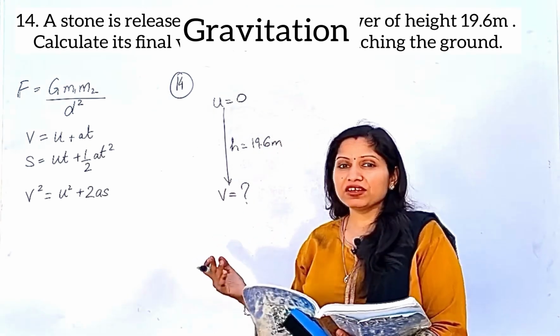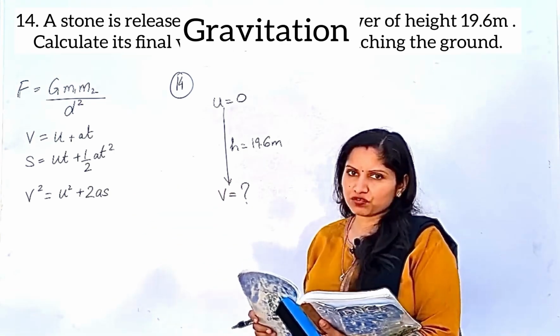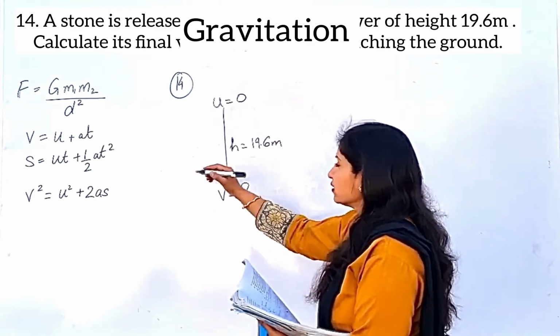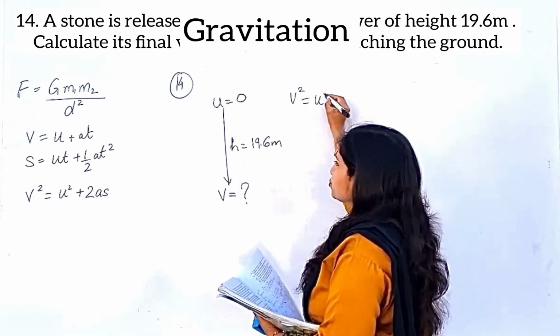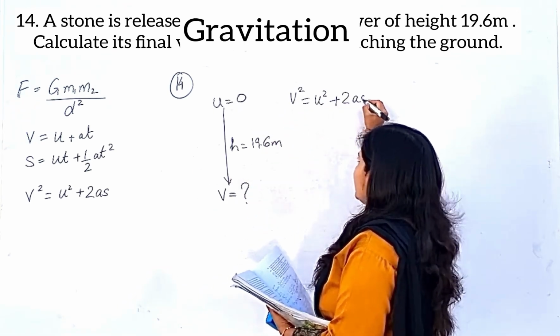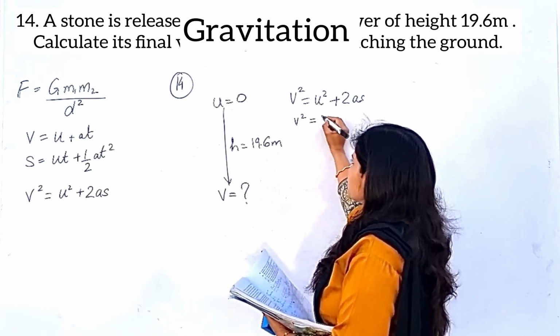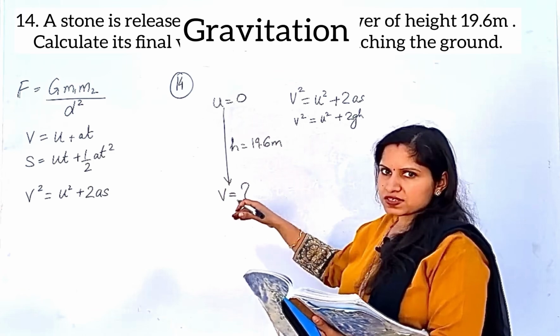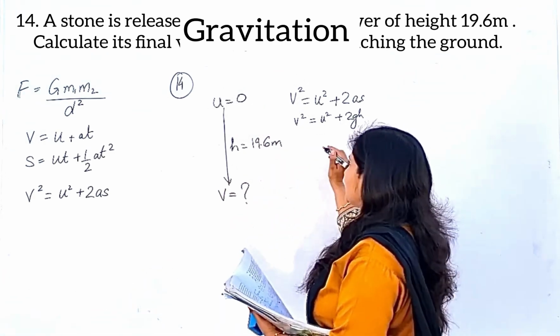Now I told you, whenever you don't have time, take the third equation of motion. Whenever time is not given in the question, then use the third equation of motion. So here you have to calculate the final velocity. So v square is equal to u square plus 2as. In this question it will be v square is equal to u square plus 2gh. Why positive? Because it's coming towards the gravity, so gravity will be taken as positive.